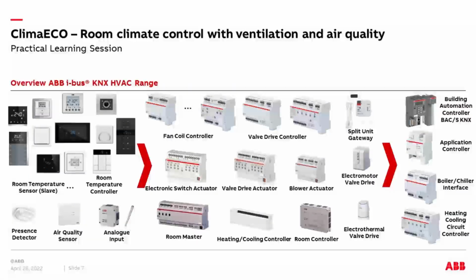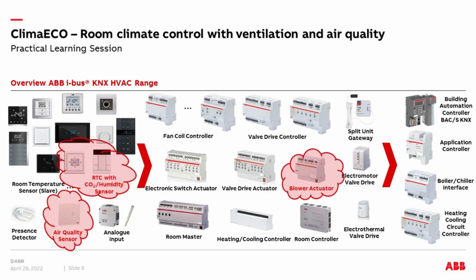Good. You see here the products as products itself, with an image, and you see a lot of room temperature controllers, operating elements, air quality sensor, and so on. And the products we were talking about already on Tuesday and now today in a more practical view are the room temperature controller, including CO2 and humidity sensing, but also control. The same is possible with the air quality sensor, but no display, no operating element. And of course, the blower actuator, the actuator to run the blower.